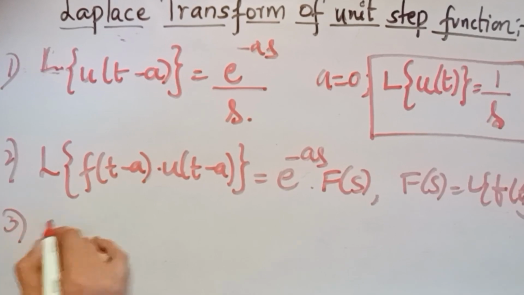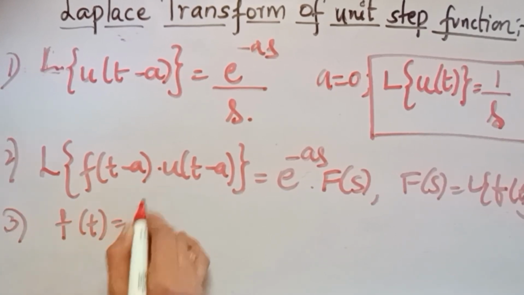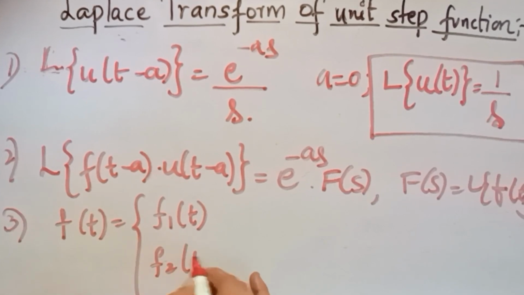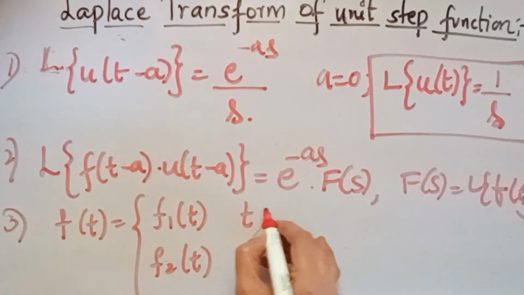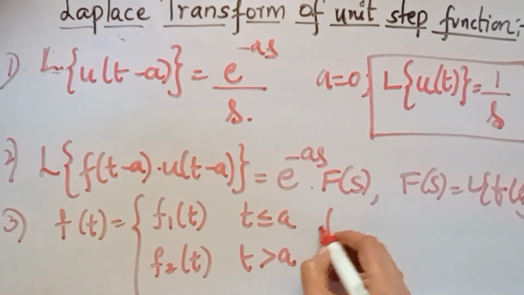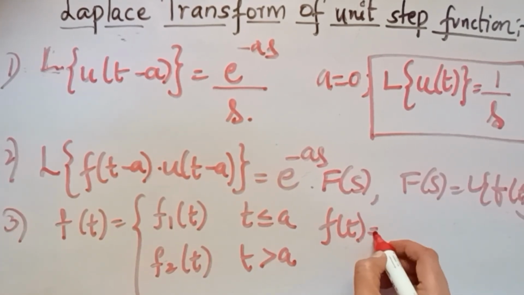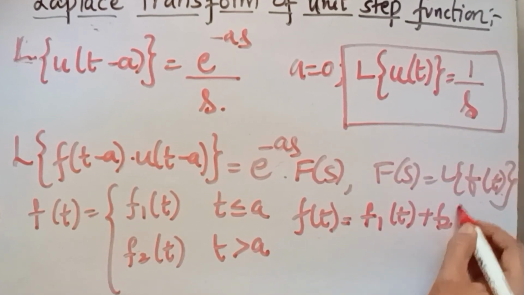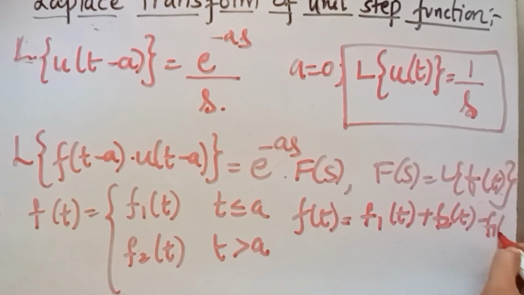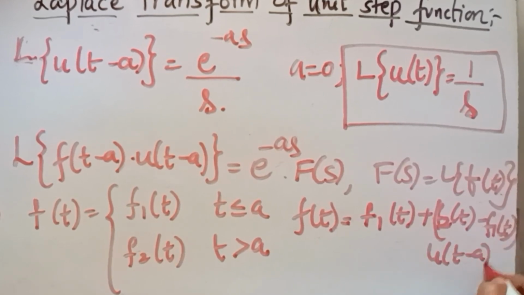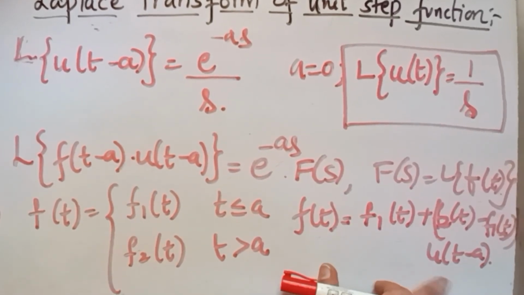Next, if the function is given as, function has two different values at two different points like t less than or equal to a and t greater than a. So in that case, you can write the function f of t as f1 of t plus f2 of t minus f1 of t into u of t minus a. This is how to write a function in terms of a unit step function.